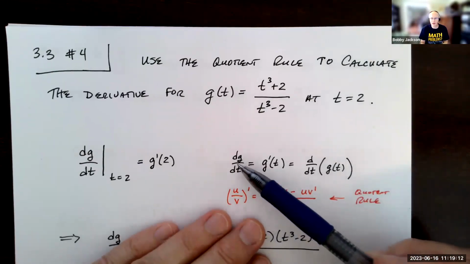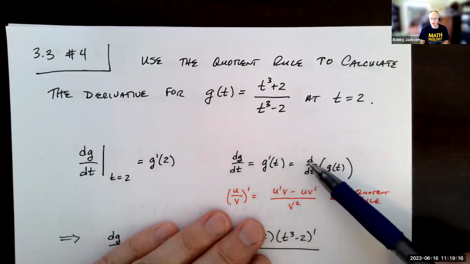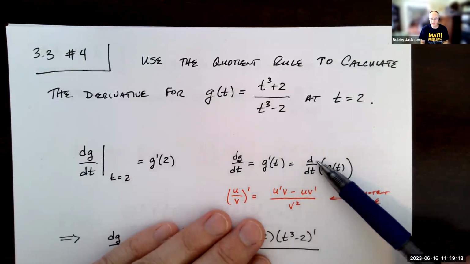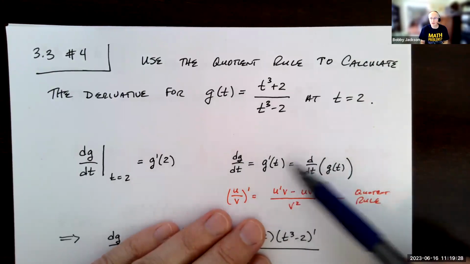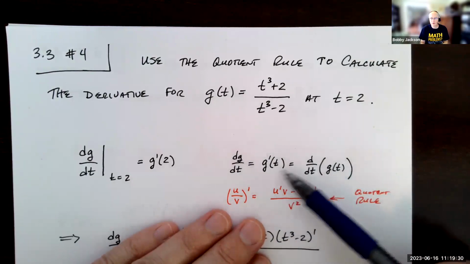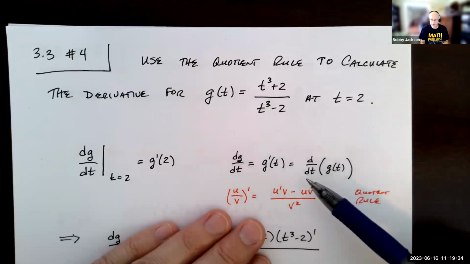So make sure you understand the dg over dt is the same as g prime of t, which is also the same as the derivative with respect to t. That's how we write that, d over dt of g(t). So these are kind of mixing these notations, and you see these quite a bit. So make sure you understand both notations and what they represent.